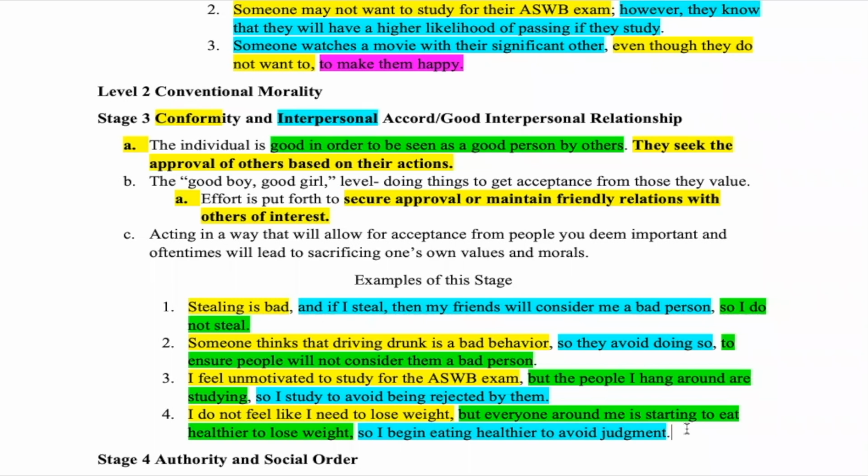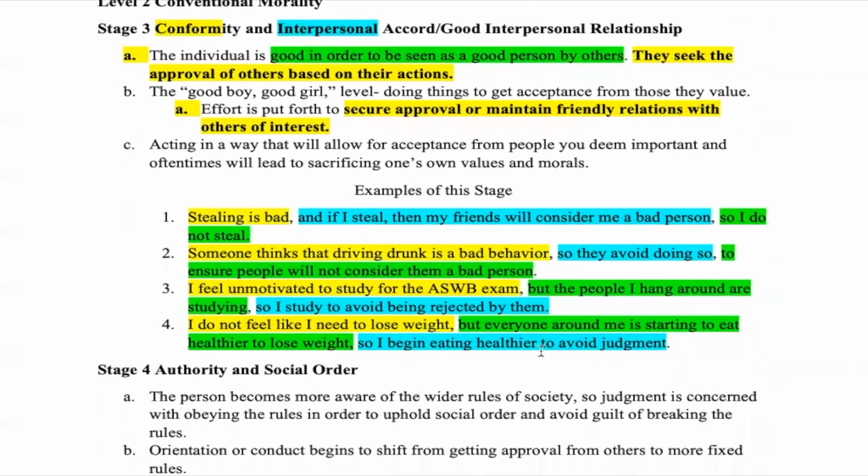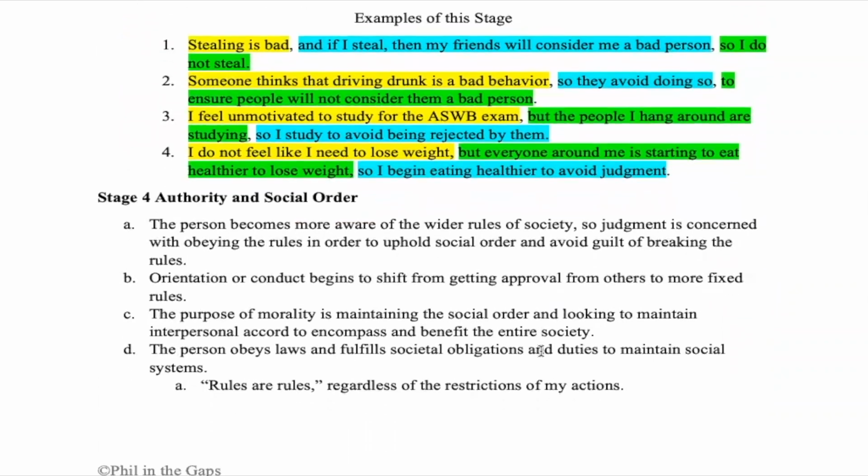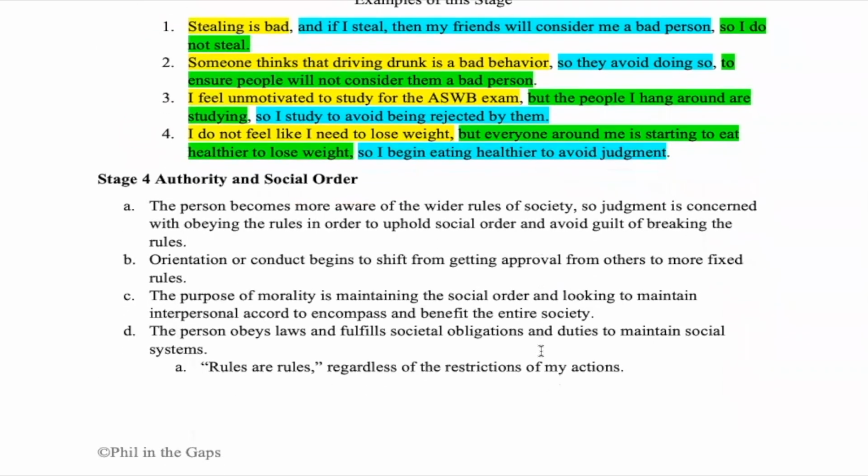And that's why it's conventional morality, because we're conforming to what society tells us to do, whether we think it's a good idea or not. So that's where we start stepping away from what we want and start doing what other individuals tell us to do. The next stage is authority and social order. And this is the one that I was talking about when I was discussing obedience and punishment orientation.